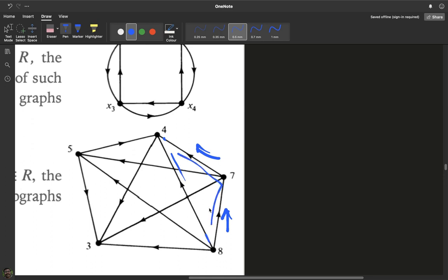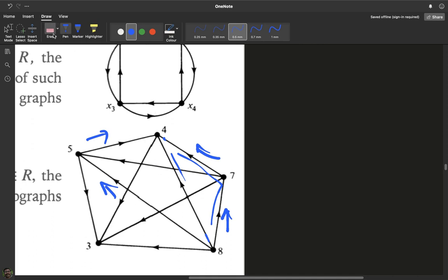Similarly, there are also other such cases. Can you recognize some others also? 8 is related to 5, and 5 is related to 4, therefore 8 is related to 4. So you can also try to look at this graph and try to recognize other relations.